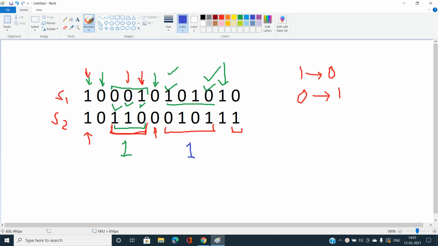Okay, so I'm going to choose this one, and now you can see here is again a single character that is mismatching. So this one I need also a single operation. So what will be the minimum number of operations to convert a string s1 to string s2? That will be 3. So this is the required way I'm going to do it.